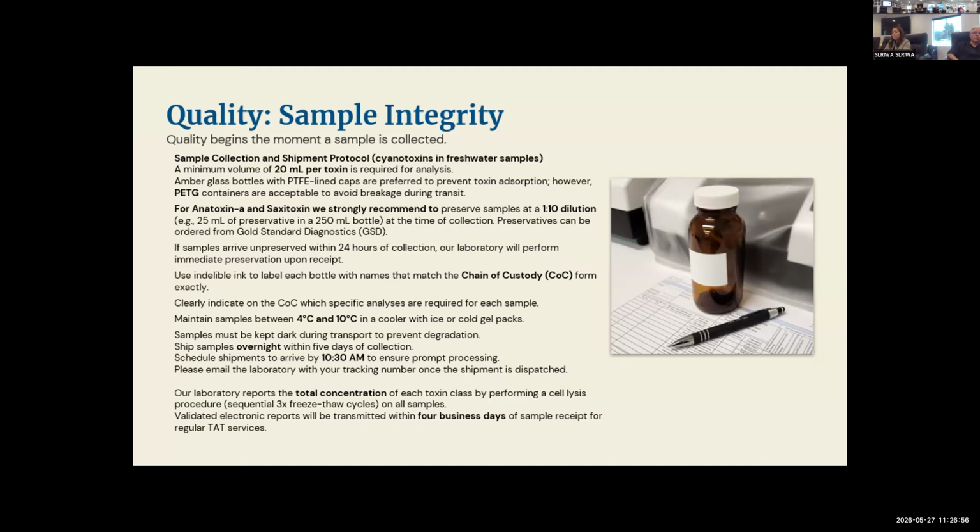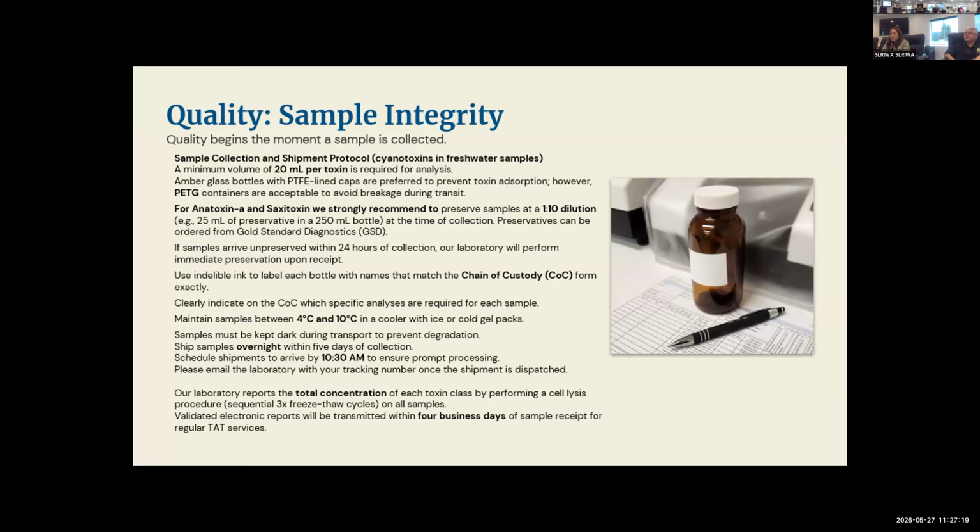For our laboratory, we require a minimum volume of 20 milliliters per toxin. Amber glass bottles with Teflon-lined caps are highly recommended to prevent toxin absorption. However, PETG containers are acceptable to reduce the risk of breakage during transit.